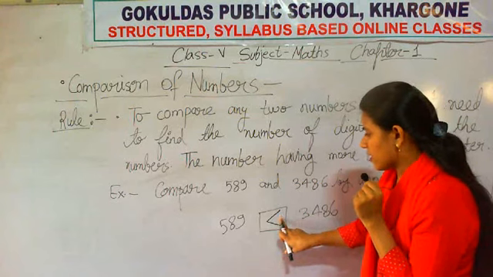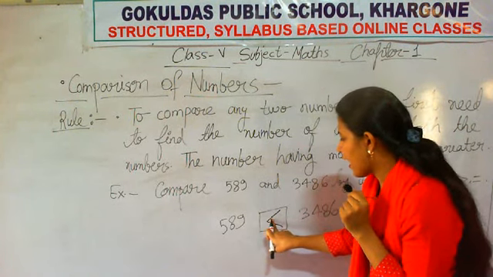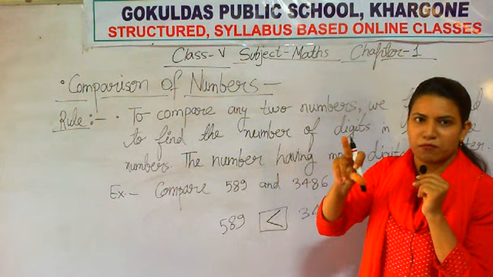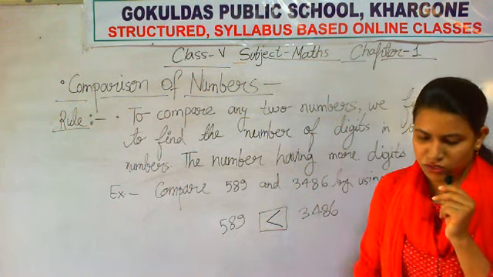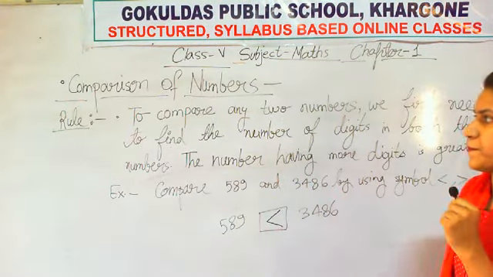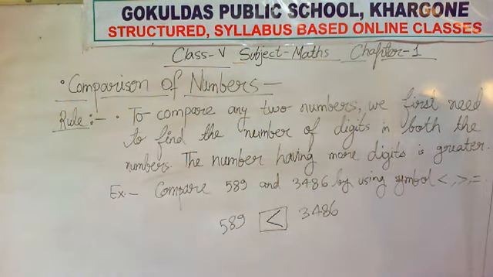The mouth of the symbol opens toward the greater number. So this is how we do comparison. It is the first rule of comparison. According to this rule, you first count the digits in both the numbers. Then whichever number has more digits will be greater.